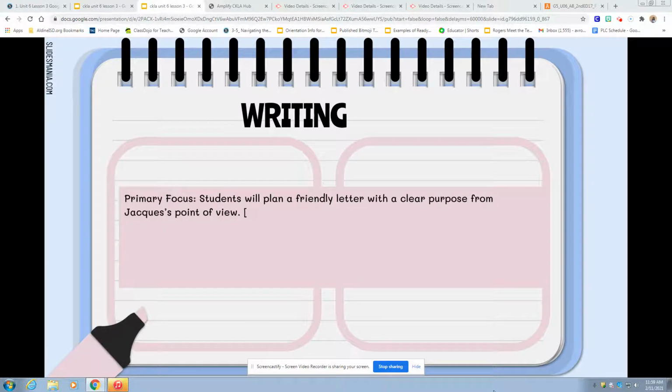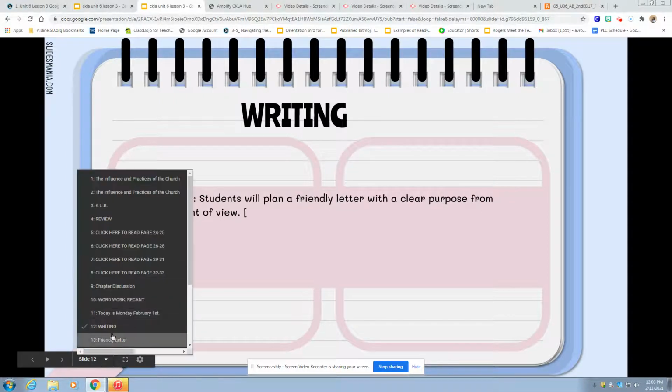Awesome job in reading. And now we're going to move on to our writing portion of our lesson today. So, you're going to do a really fun activity. We're going to start planning a friendly letter with a clear purpose, which means we know exactly what we're doing from Jock's point of view. You remember Jock from our lesson 2 and his story about the printing press and him working in his cousin's shop. So we're going to write a letter to him. Okay, so let's go ahead and move on to that.